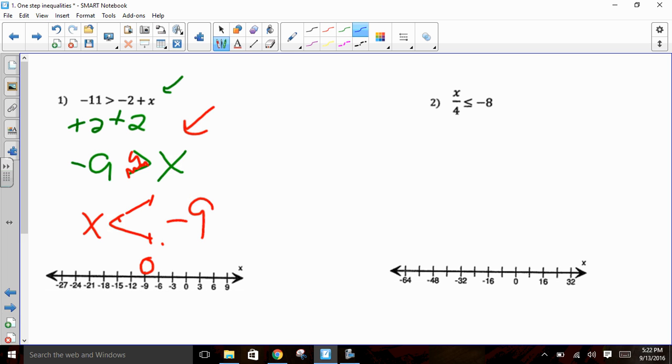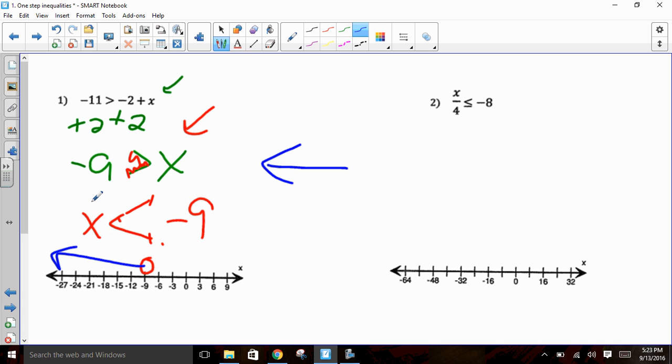Next, I need to talk about how I'm going to shade my inequality. Now, when I deal with inequalities, it means that I don't just have one potential answer. I have hundreds upon hundreds. Well, the reason I wanted to rewrite my inequality with the less than, with my x on the left, excuse me, is because I'm going to take that sign of less than and turn it into an arrow. It's going to tell me which way I'm going to shade. I can only do this trick, however, if my x is already on the left side.